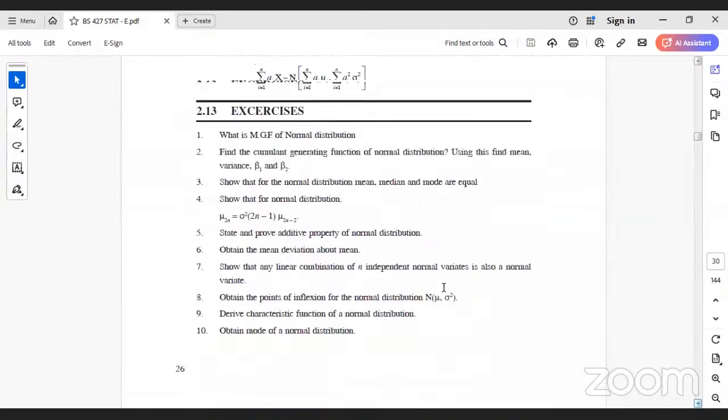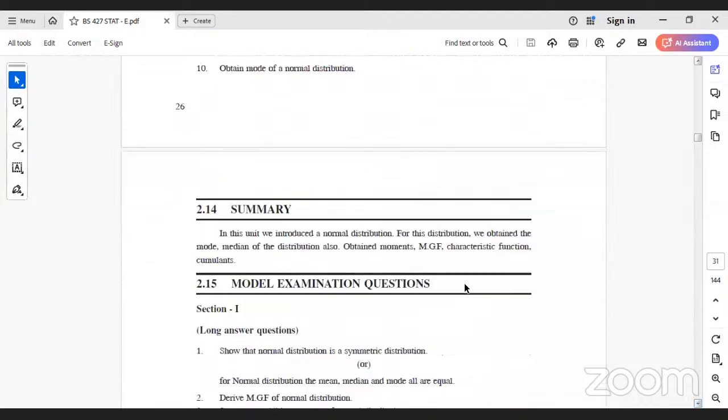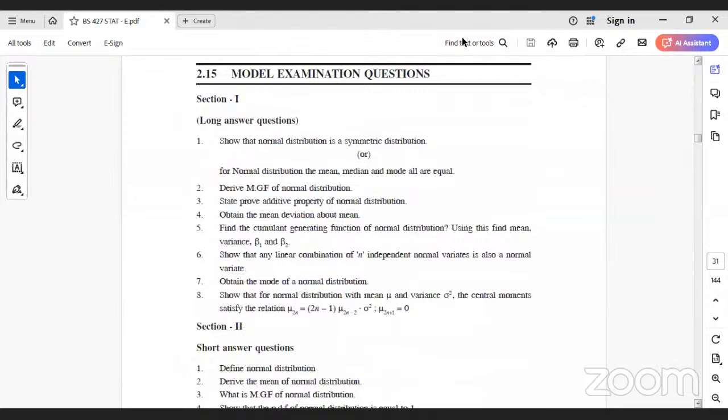So this is one of the fundamentals of the normal distribution. This is the most important theorem.